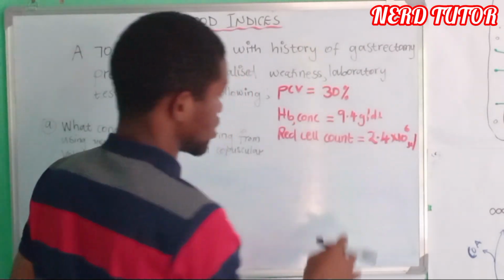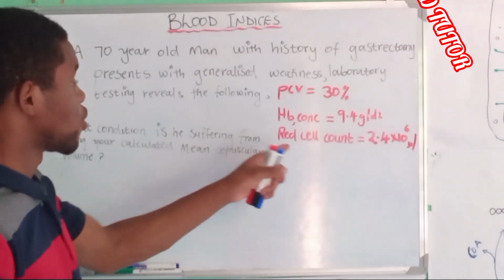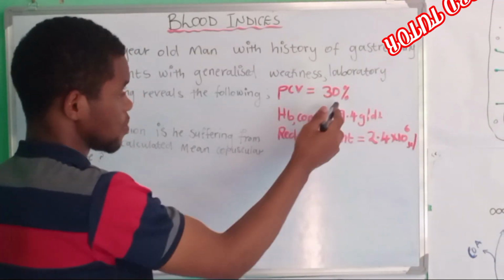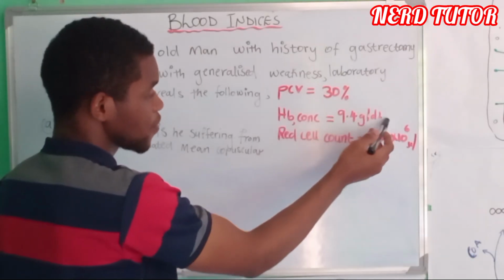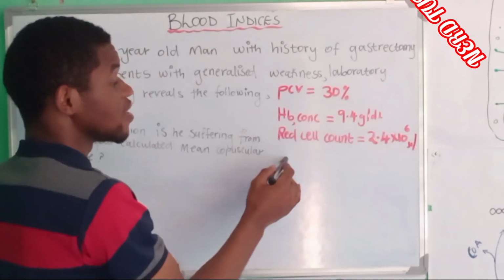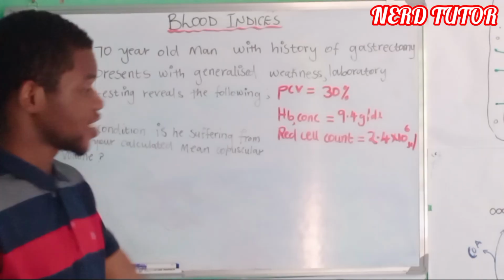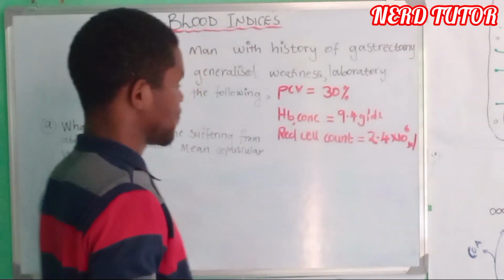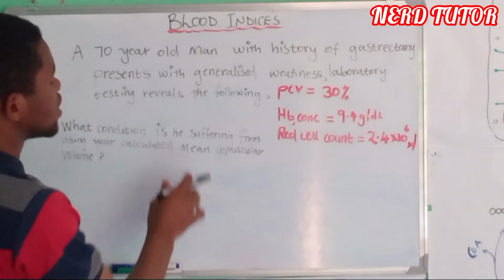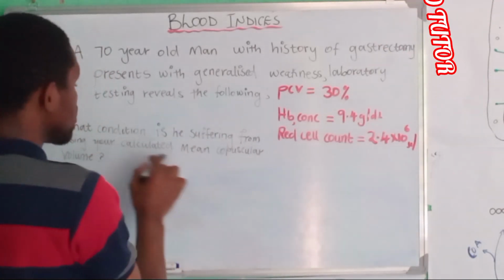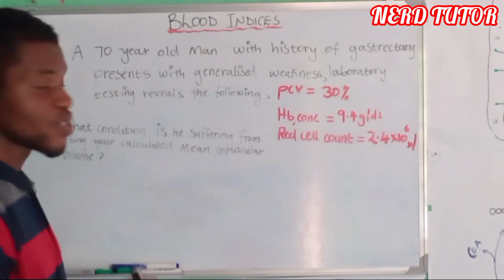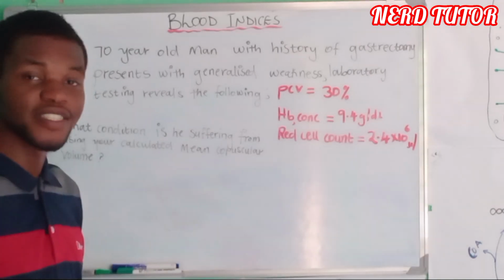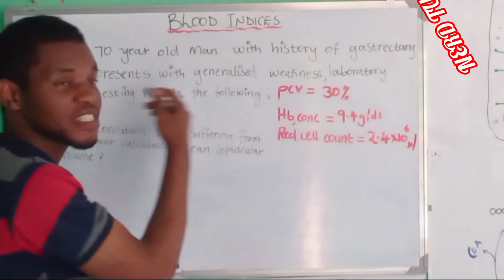These are the laboratory results that they got. The PCV or hematocrit was 30%. Hemoglobin concentration was 9.4 grams per deciliter of blood. Red cell count was 2.4 times 10 to the power 6 per microliter of blood. Now the question is asking, what condition is he suffering from, using your calculated mean corpuscular volume? In short, they are indirectly telling us to find the mean corpuscular volume in order to tell the condition this person is suffering from.